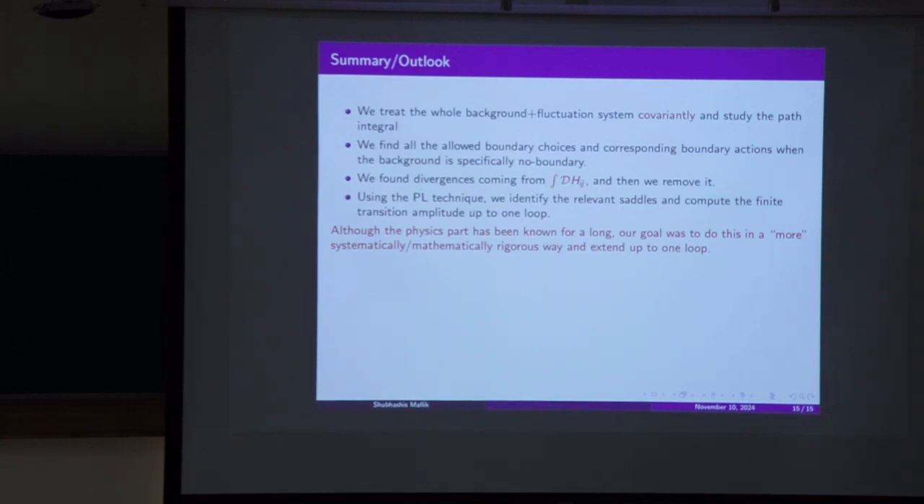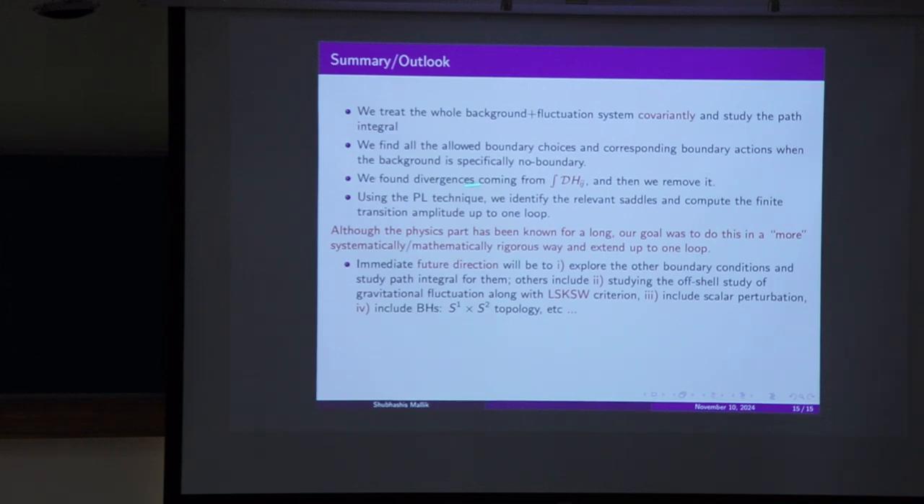So the point is, although the physics part has long been known, our goal was to compute this transition amplitude systematically, in a mathematically rigorous way, up to one loop. Now the immediate future direction will be to study the other boundary conditions, because I have taken one specific choice, and study the consequences of that and study the path integral of them.